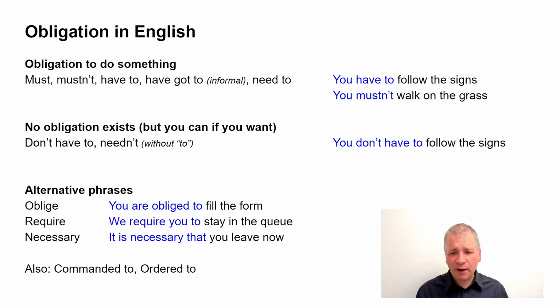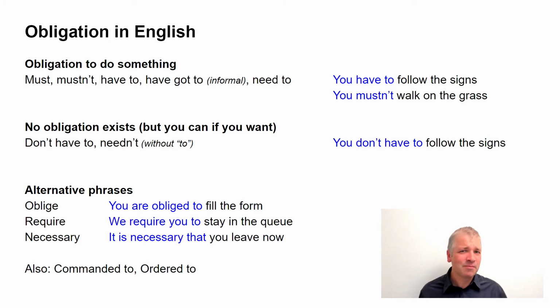So for example, you have to follow the signs. You mustn't walk on the grass. And note that mustn't is an obligation not to do something. So in the example I gave at the start of the video, really I should have said that you mustn't walk on the grass, because some of the negatives of the obligation words don't mean there's an obligation not to do something.